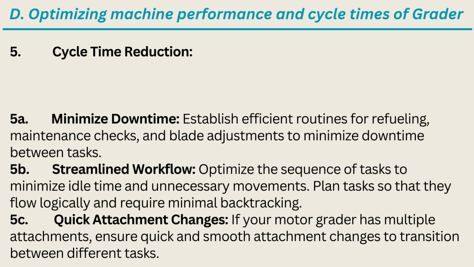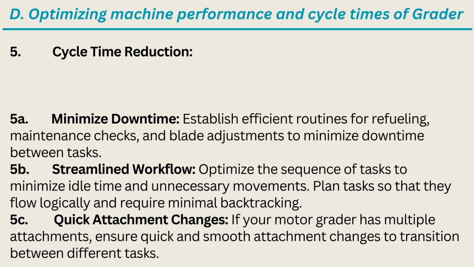5. Cycle time reduction. 5A. Minimize downtime. Establish efficient routines for refueling, maintenance checks, and blade adjustments to minimize downtime between tasks. 5B. Streamline workflow. Optimize the sequence of tasks to minimize idle time and unnecessary movements. Plan tasks so that they flow logically and require minimal backtracking.